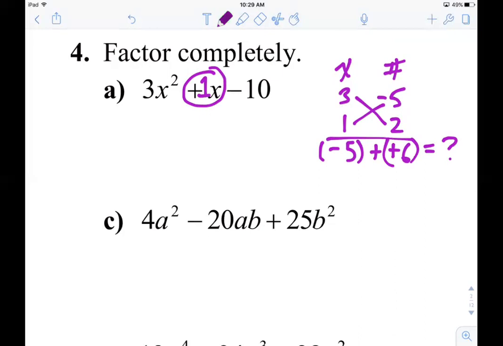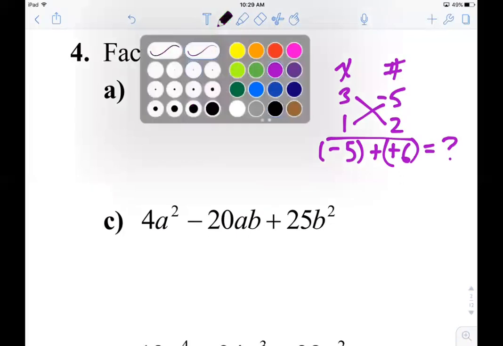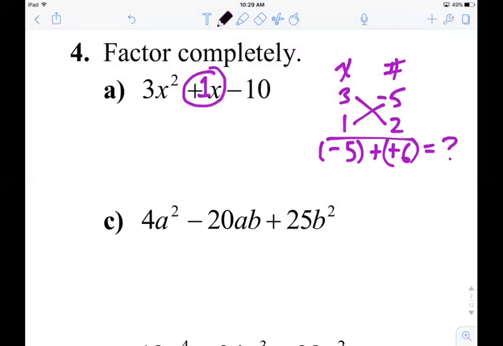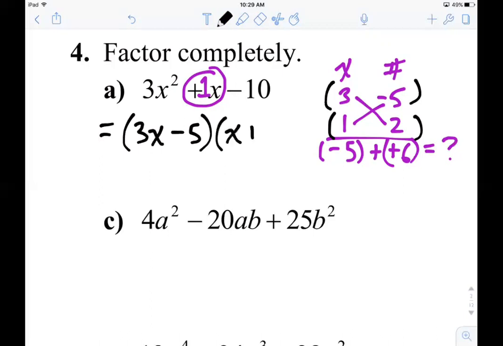So to use this for a final answer, really what I've got here is 2 rows. This first row represents my first bracket. My first bracket is going to be 3x minus 5. My second bracket is going to be 1x plus 2. So let's write those down. 3x minus 5 and 1x, or in other words, x plus 2.